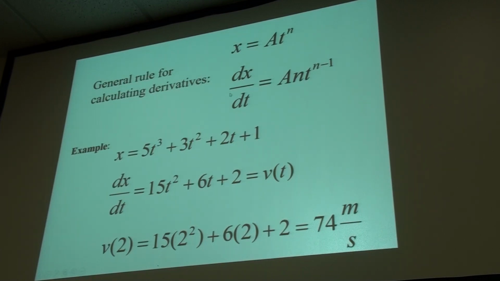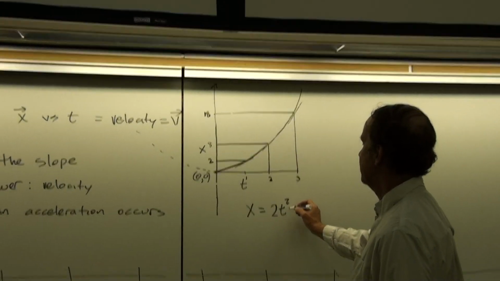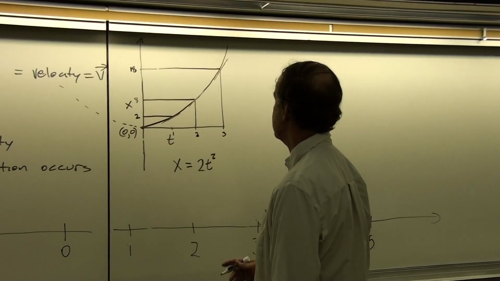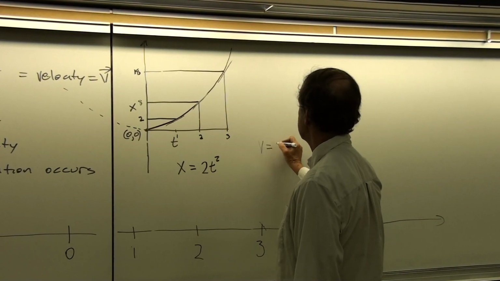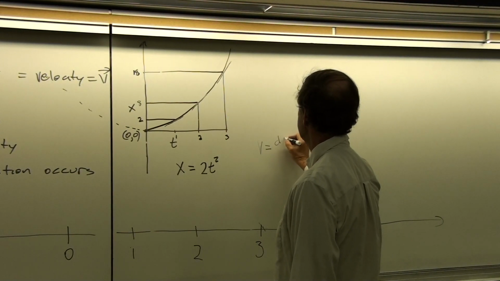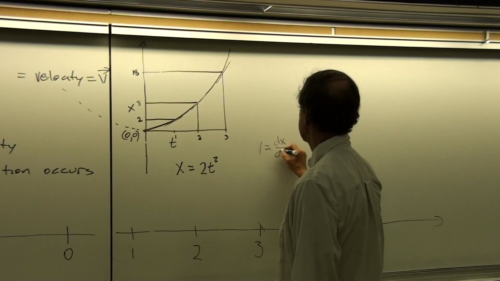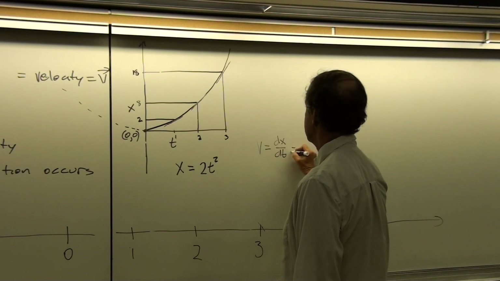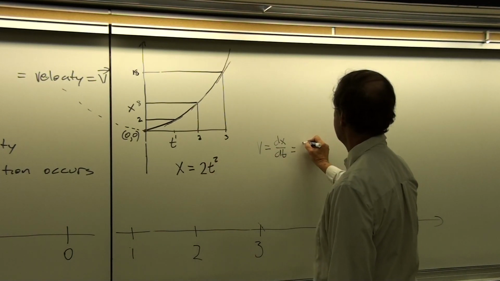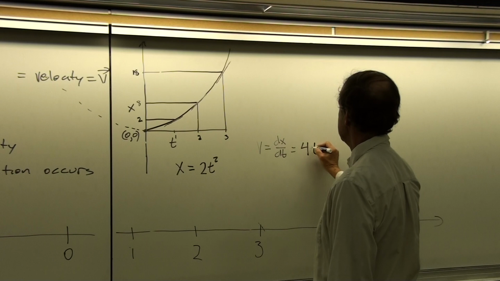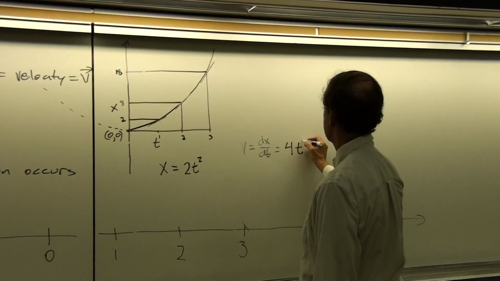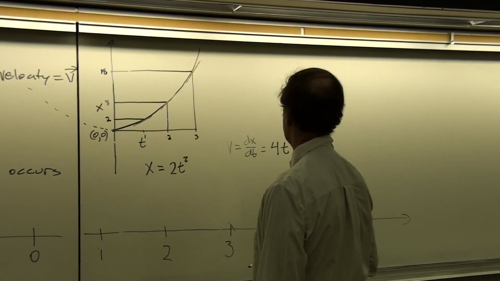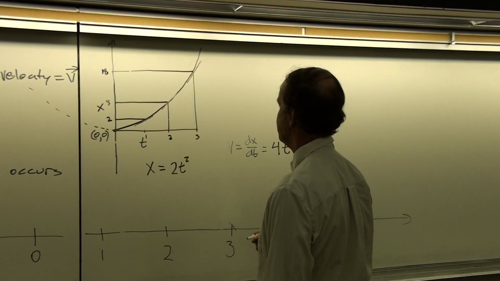Okay. So with that idea in mind, we can go back to this simpler example, x equals 2t squared, and we can now calculate the velocity. That's going to be the derivative of x with respect to time. So that will be 2 times 2 is 4 times t to the 2 minus 1 power, which is t to the first power. So v is equal to 4t.